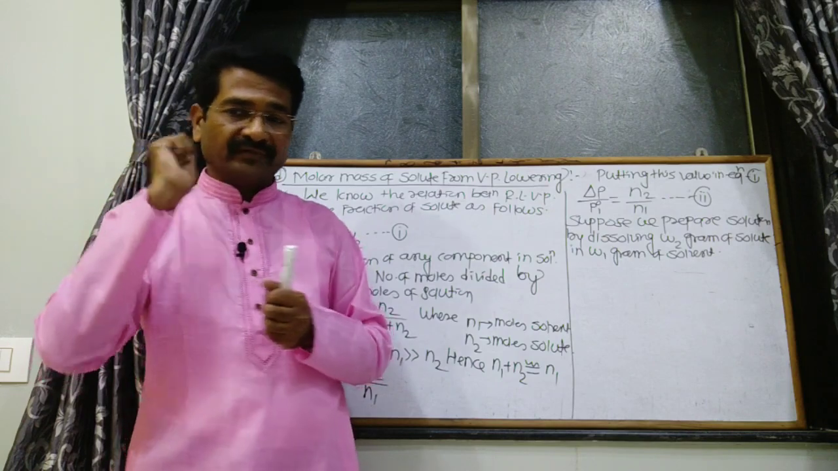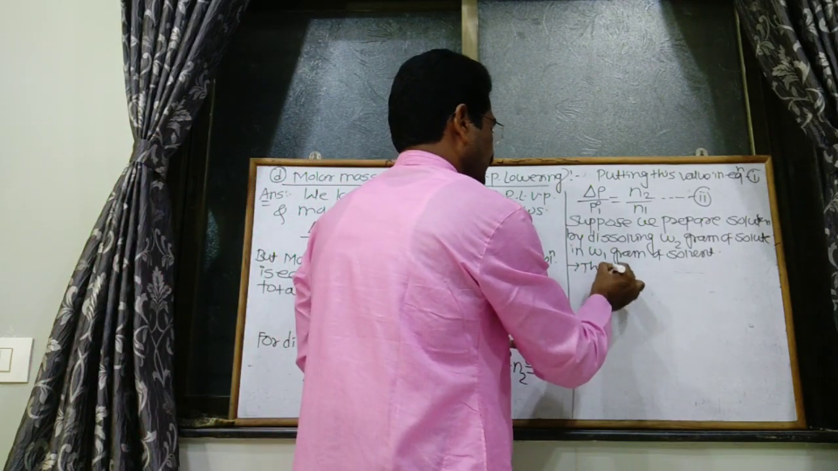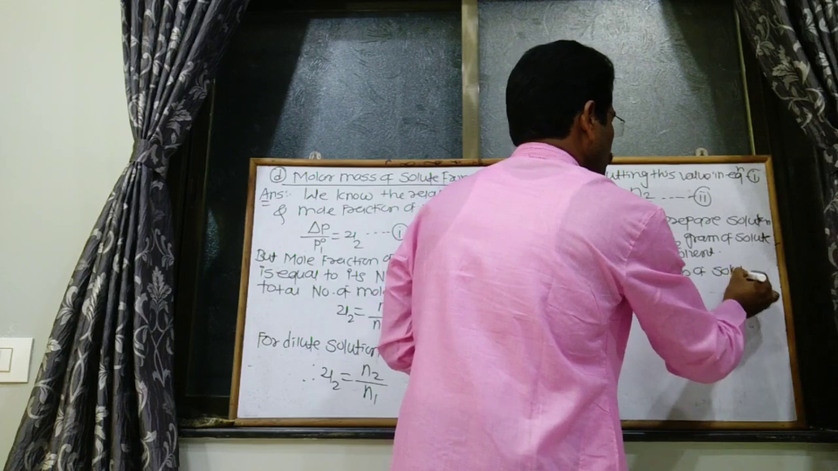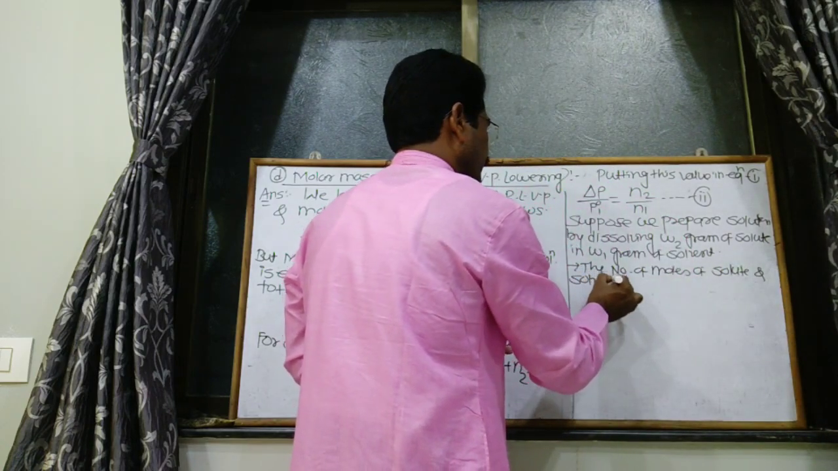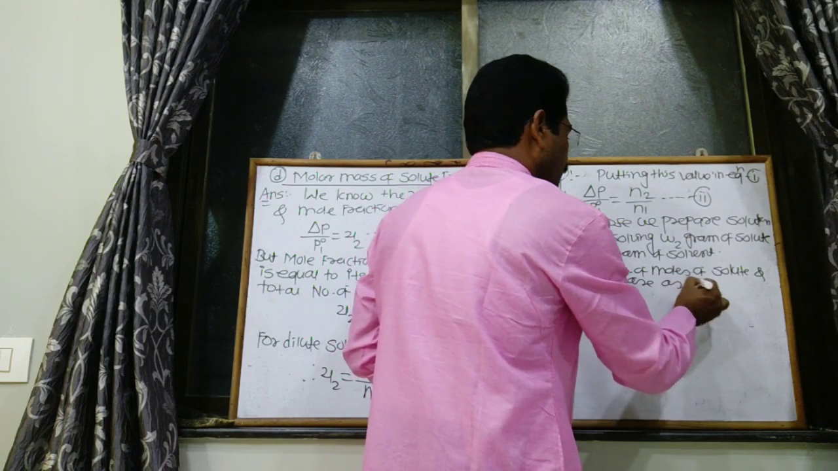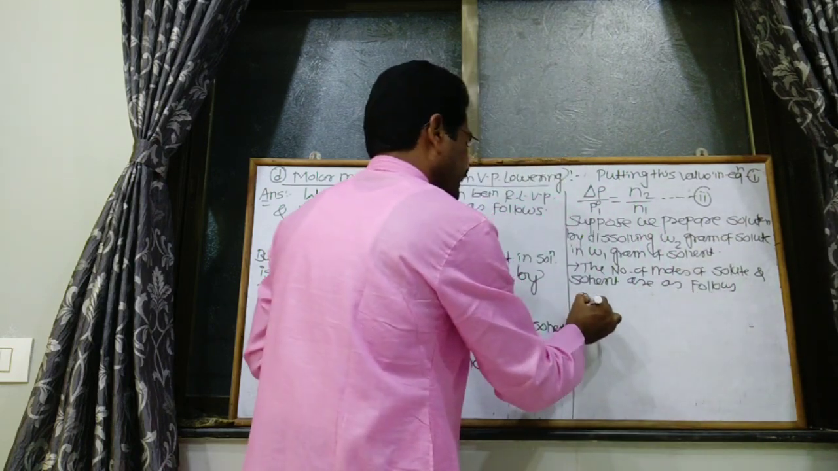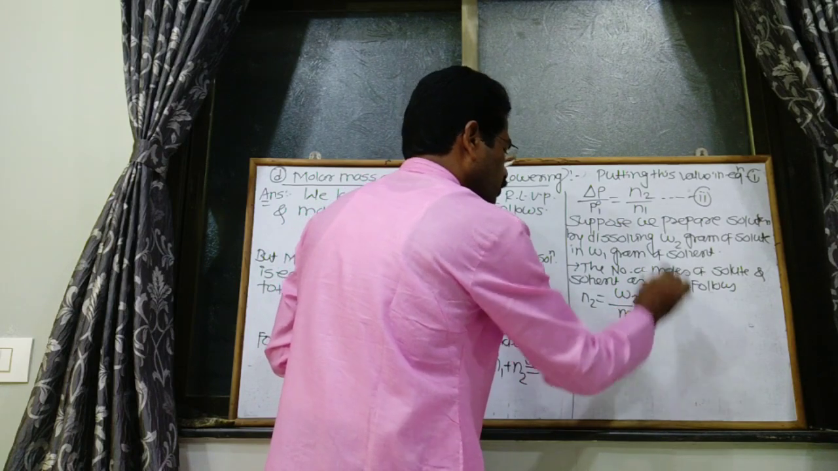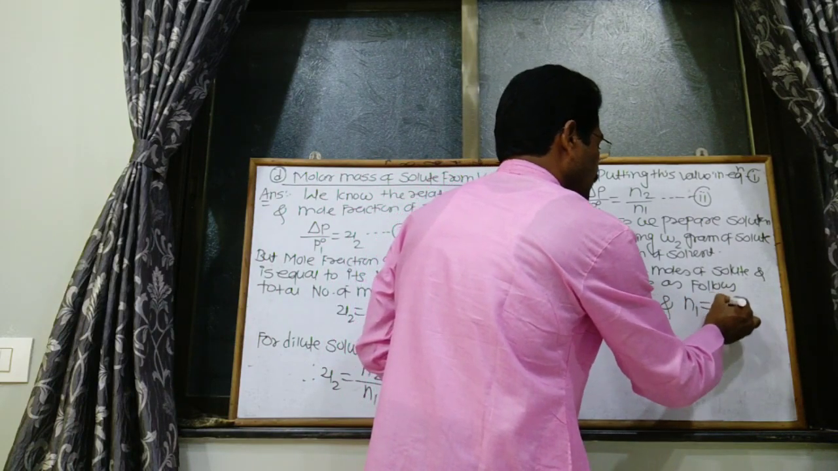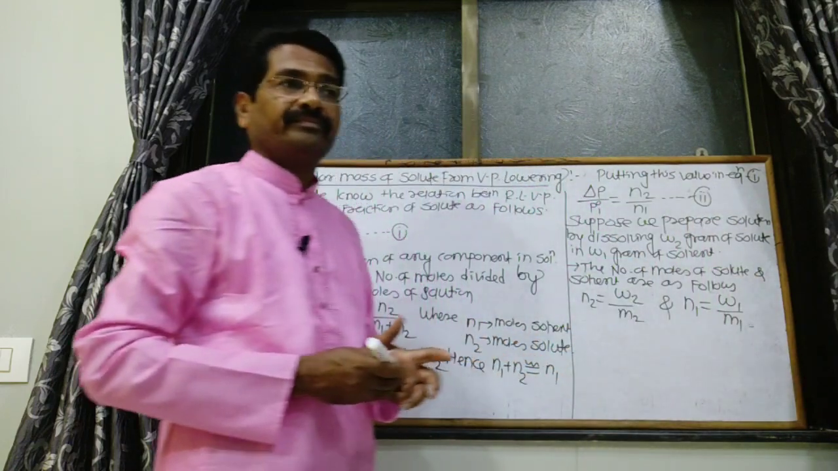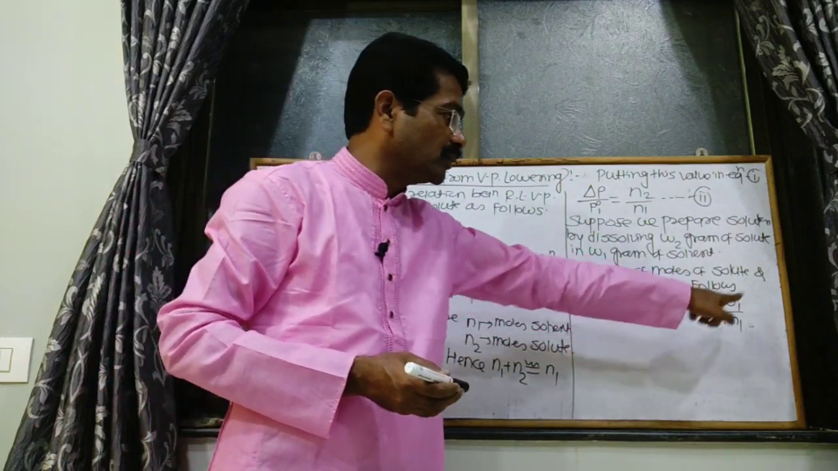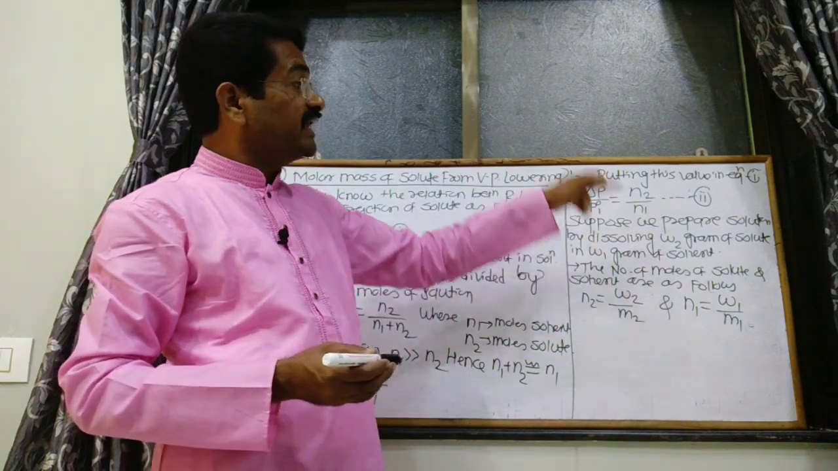The number of moles of solute and solvent are as follows. n2 is equal to W2 upon M2, and n1 is equal to W1 upon M1. Putting these values in equation second.